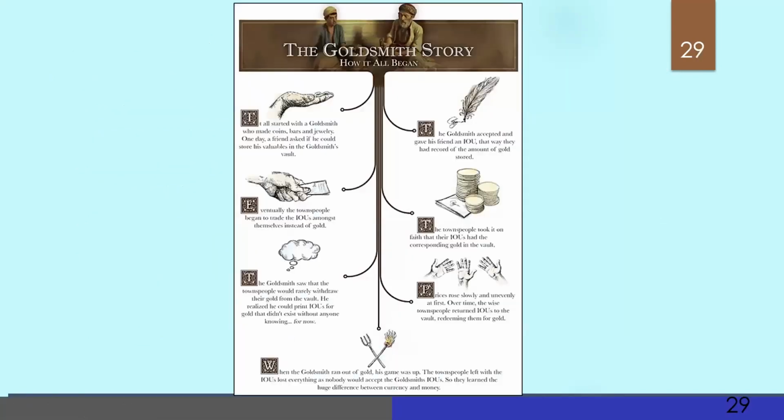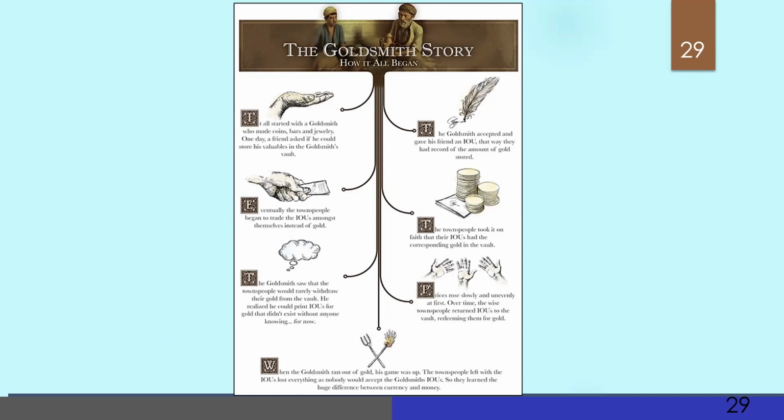So this is the goldsmith story, how it all began. It all started with the goldsmith who made coins, bars, and jewelry. One day a friend asked if he could store his valuables in the goldsmith's vault. Eventually the townspeople began to trade the IOUs amongst themselves instead of gold. The goldsmith saw that the townspeople would rarely withdraw the gold from the vault. He realized he could print IOUs for gold that didn't exist without anyone knowing, for now. The goldsmith gave his friend the IOU and kept a record of the amount of gold. The townspeople took it on faith that the IOUs had corresponding gold in the vault.